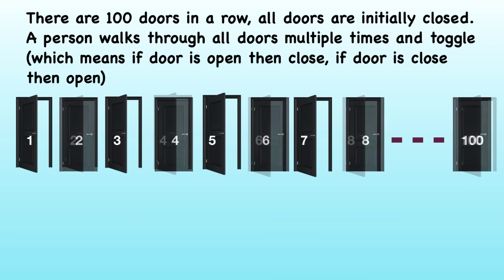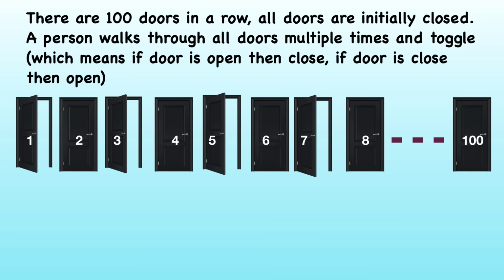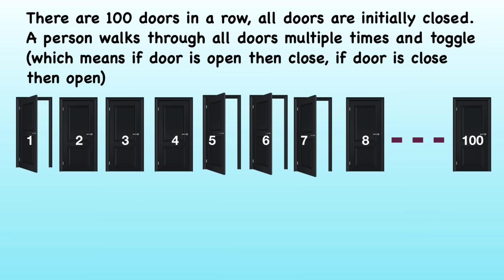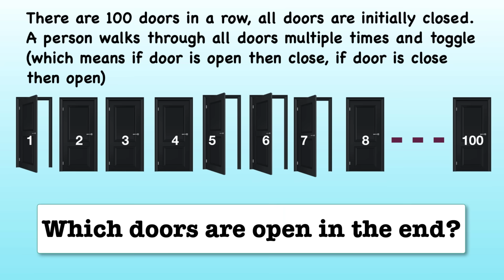In the second walk, the person toggles every second door, that is second, fourth, sixth, eighth, and so on till the 100th door. In the third walk, the person toggles every third door, that is third, sixth, ninth, 12th, and so on till the 99th door. In other words, the person toggles all doors which are multiples of 3. If the person performs these operations, you are supposed to find which doors are open in the end.